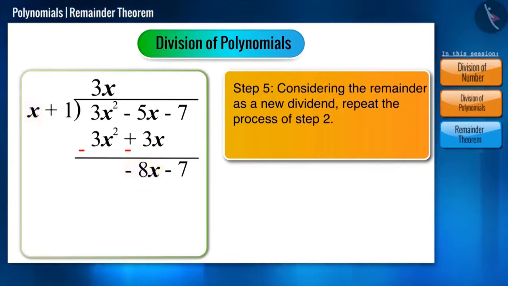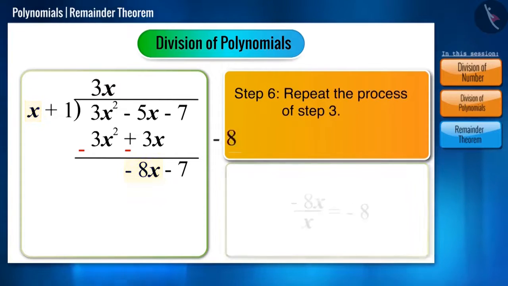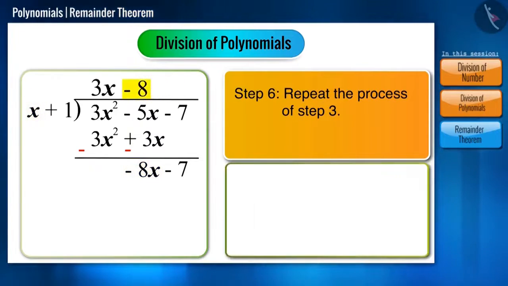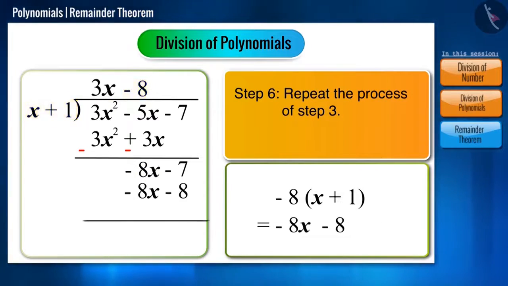Friends, sometimes we don't pay attention to signs. Do not forget to pay attention to signs. Now let's see what we will get when we divide minus 8x by x. The number that we get is minus 8. Let's write minus 8 in the quotient place, and if we multiply it with all the terms of the divisor, we get minus 8x minus 8. When we subtract it, we are left with remainder 1.